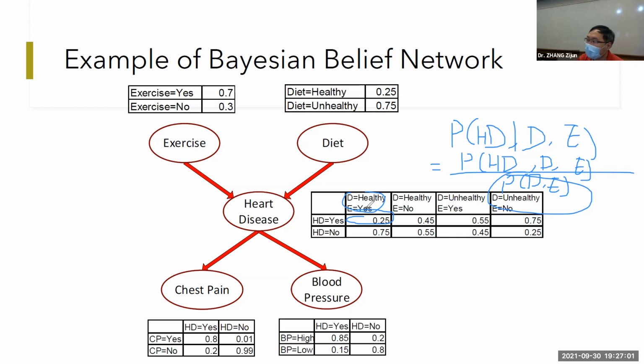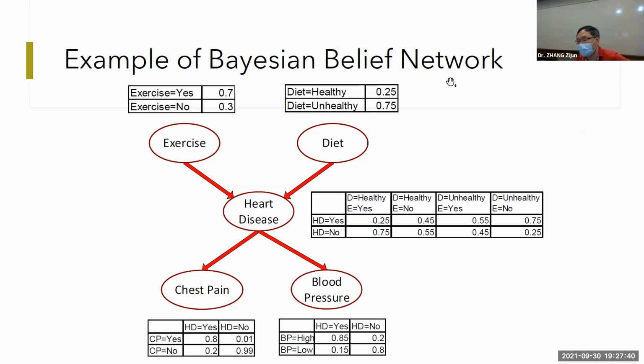So how do you know the P(HD)? You find that it is the data contained in your data set. You count the total number of data points that contain HD equal to yes, D equal to healthy, E equal to yes. Then you go through the data set again, counting the total number of data points that have D equal to healthy and E equal to yes. So it's basically counting if you have the database.